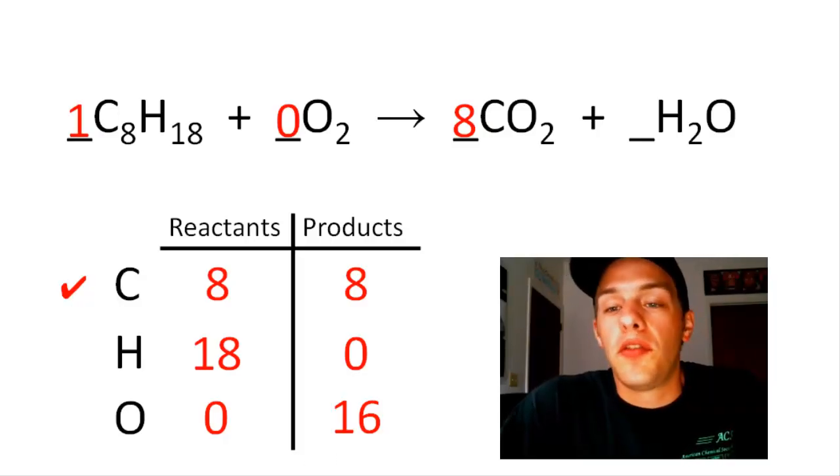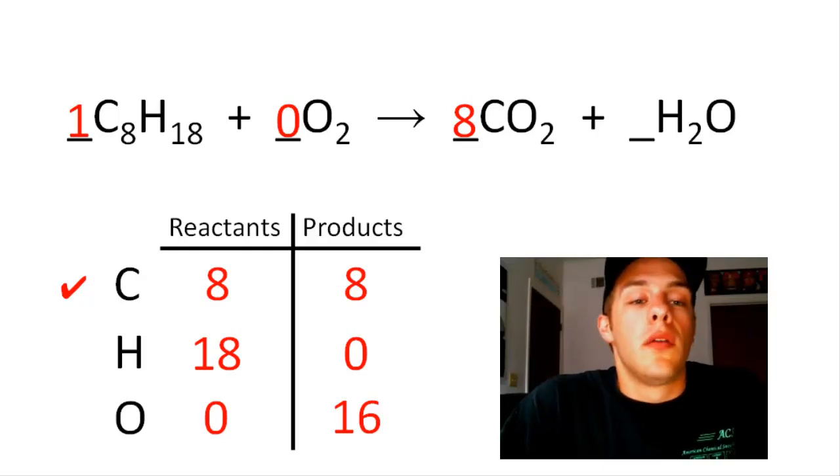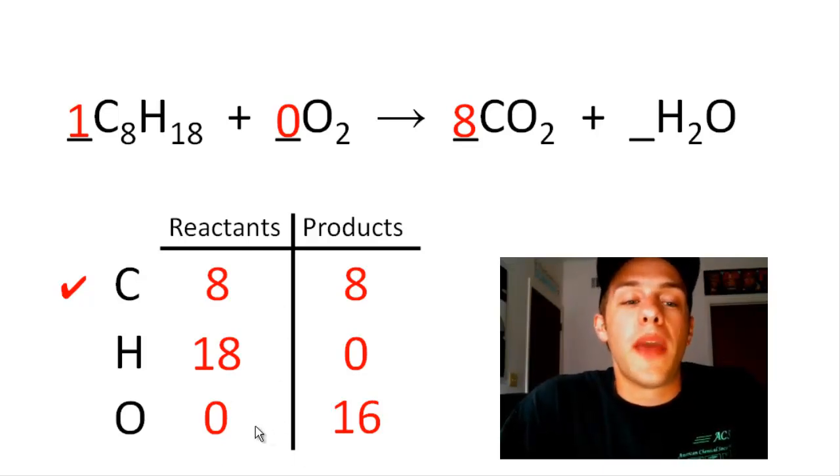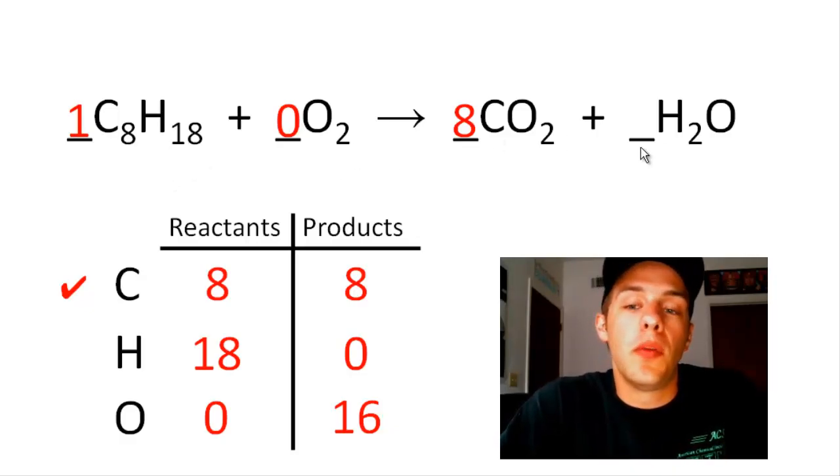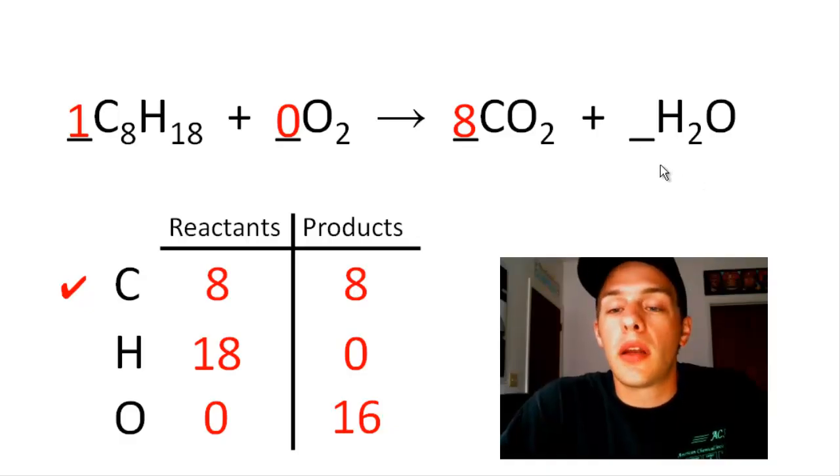Like I said, we're going to save oxygen for last. So what we need to do is notice that we have 18 hydrogen atoms on the left-hand side of the equation. So I need to figure out a coefficient to put in front of the water that's going to give us 18 hydrogen atoms on the right.